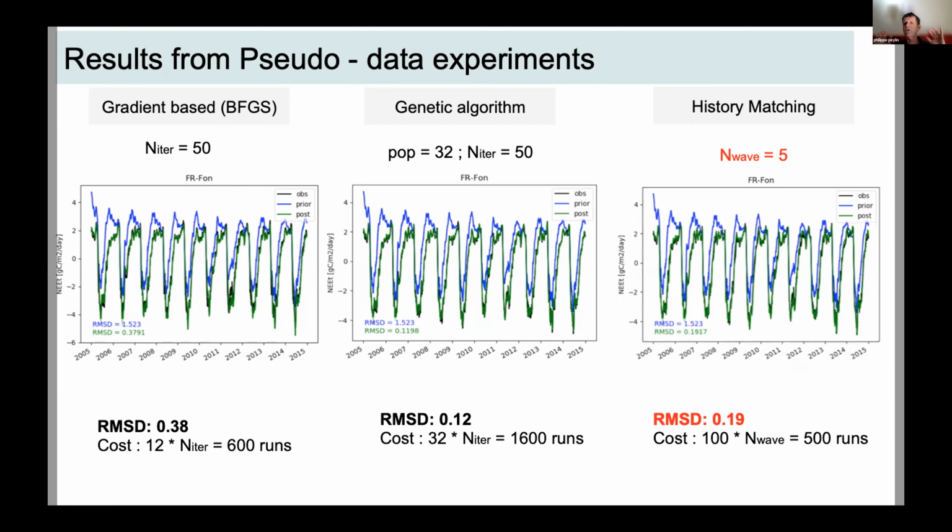We did that also with only 5 waves. I won't discuss too much how you can change the cutoff to restrict the waves, but you get an RMSD of 0.19, which is in between the gradient base and the genetic algorithm, but still with much lower runs than the genetic algorithm. So I would say this history matching approach is promising.